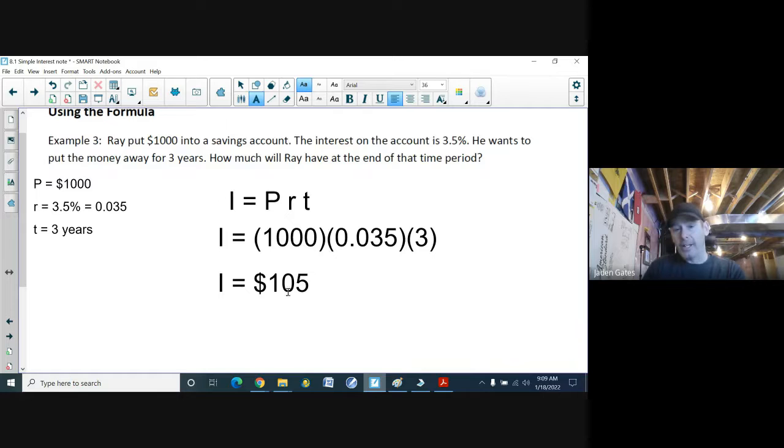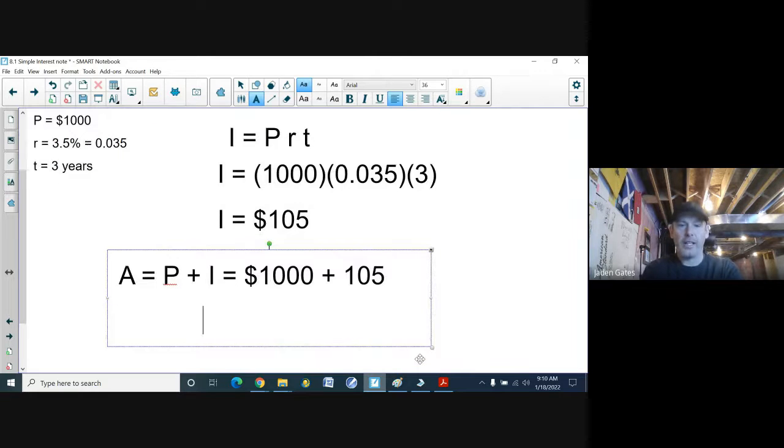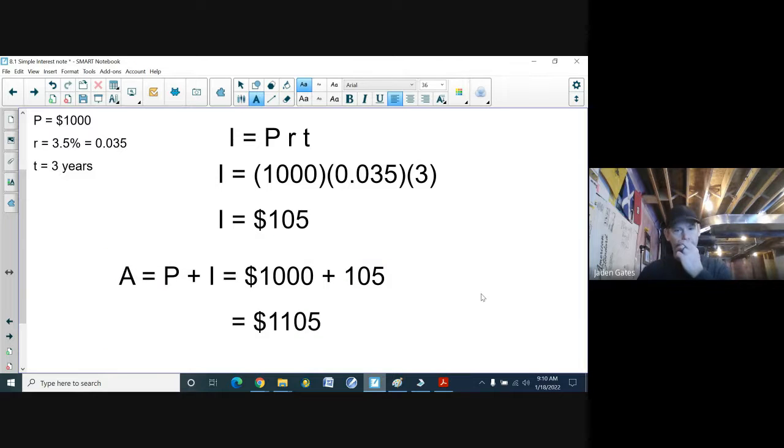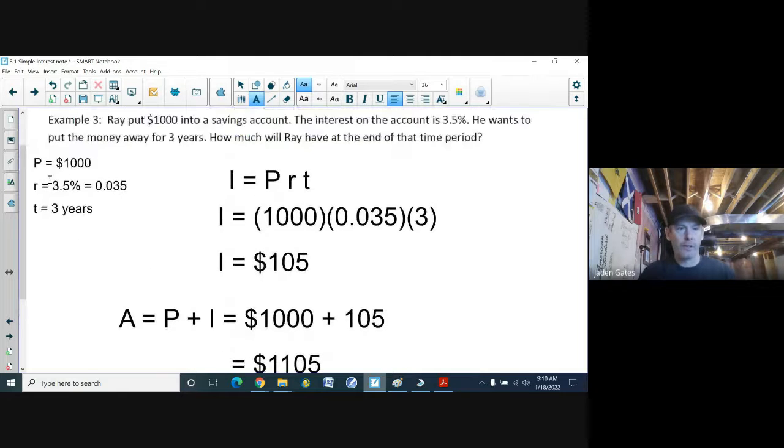He made $105 in interest. So the amount that he will have at the end of it all: he has his principal, which he started with, plus his interest. At the end of it all, he'll have his $1,000 plus the $105 he made. So in total, Ray will have $1,105 in the account. There we go. All right. So A stands for the amount.